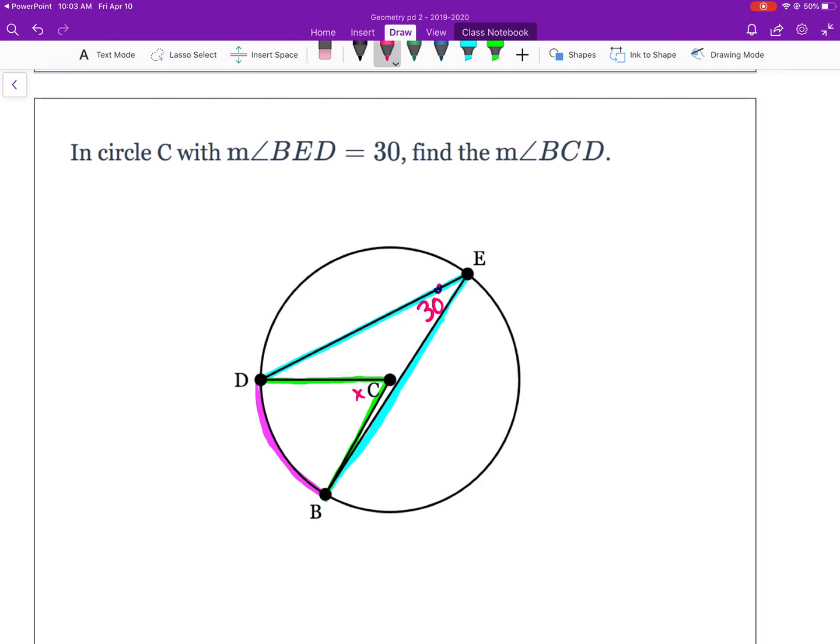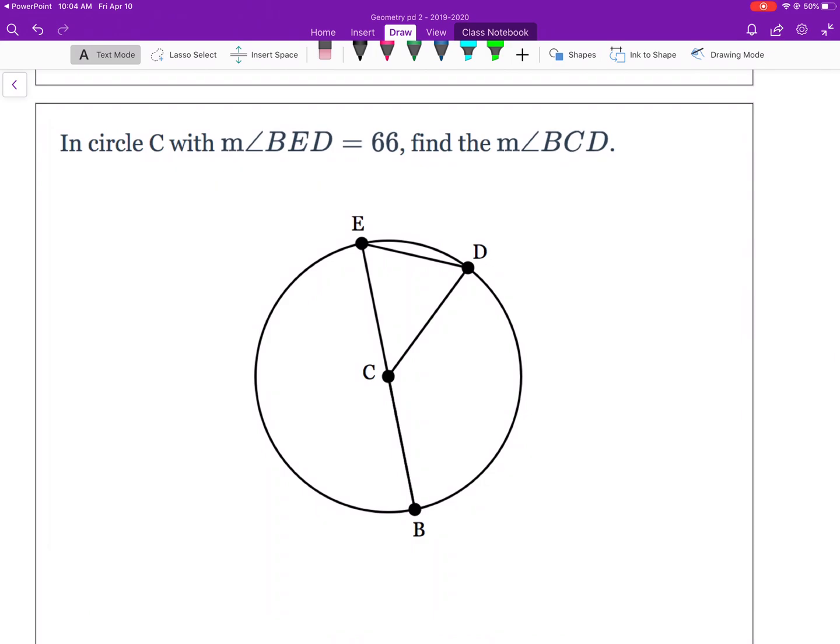So what we can do, we can find that arc using the inscribed angle of 30. So 30 times 2 will give us 60, and that'll give us that arc there. And now the central angle we're looking for, angle BCD, is also equal to 60. The central angle equals that arc. All right, so angle BCD, 60 degrees.